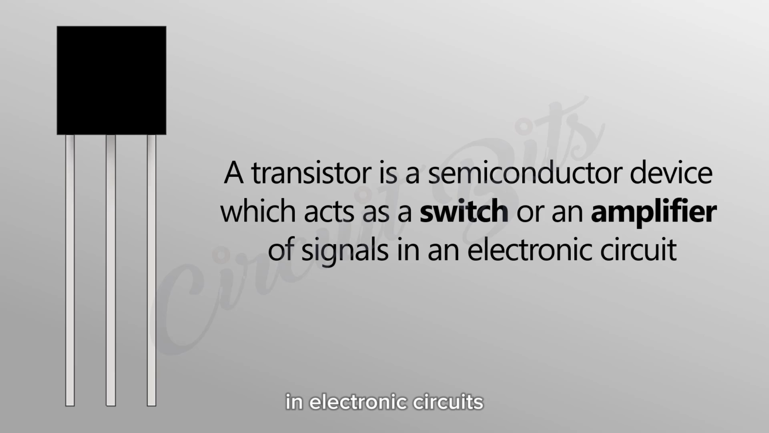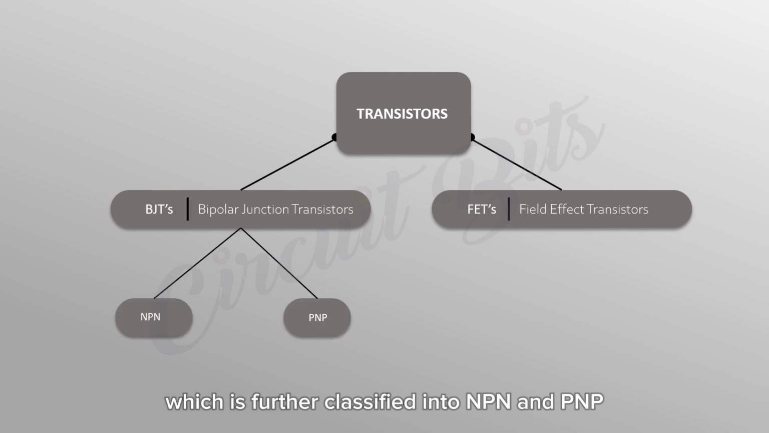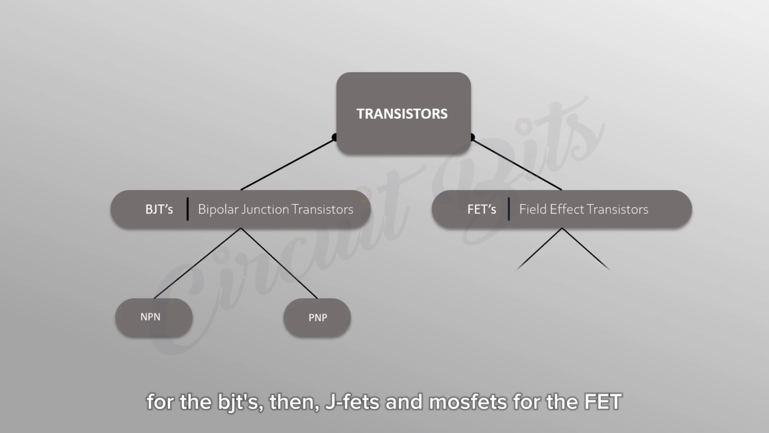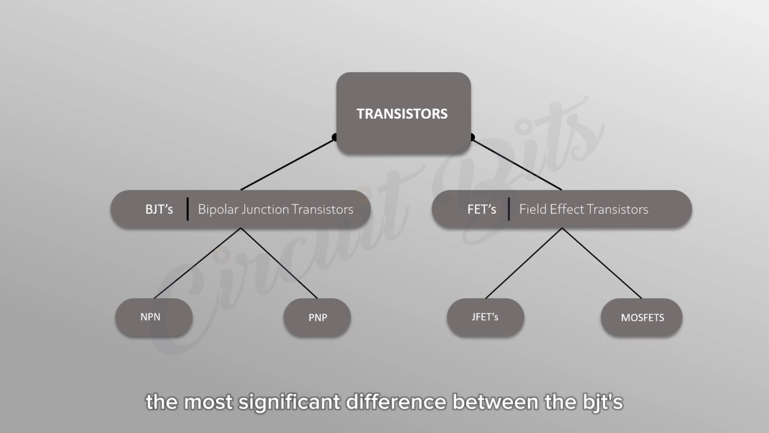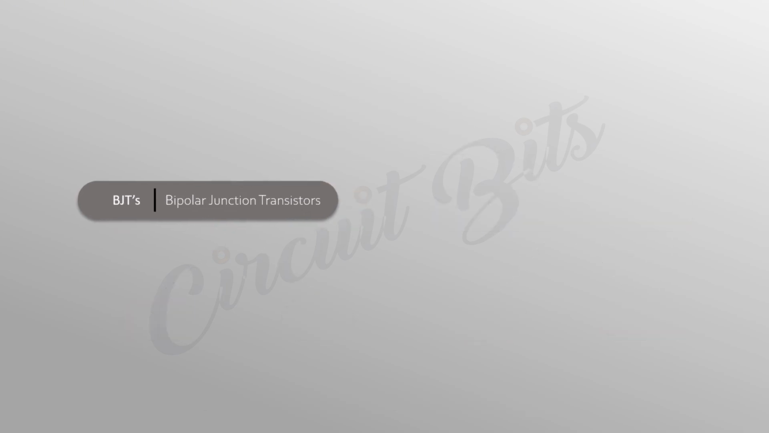In electronic circuits, transistors can be classified as BJTs, the bipolar junction transistor, and FET, the field effect transistor, which is further classified into NPN and PNP for the BJTs, then JFETs and MOSFETs for the FET. The most significant difference between the BJTs and the FETs is the fact that the BJTs are current controlled, while the FETs are voltage controlled.